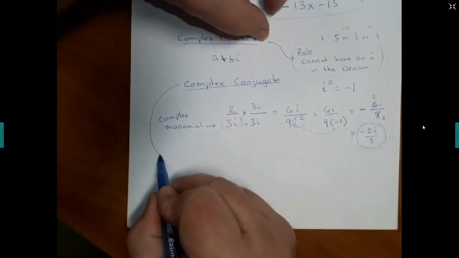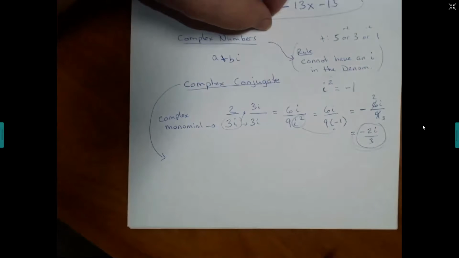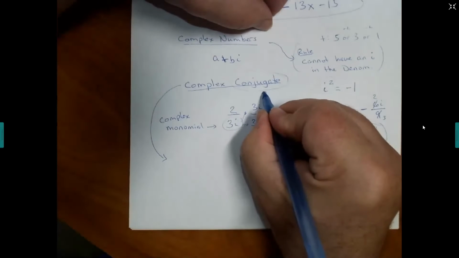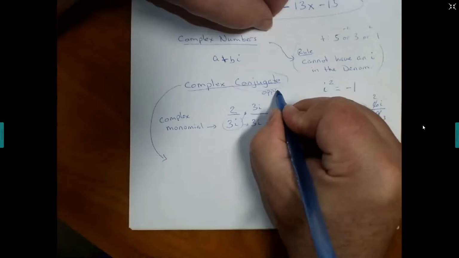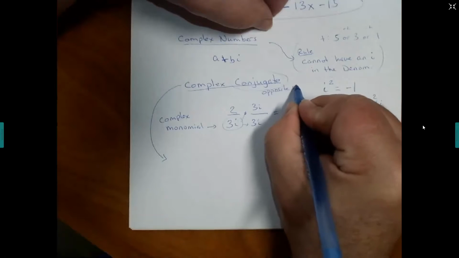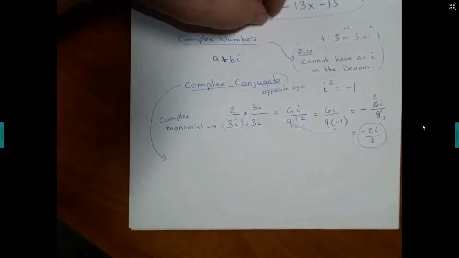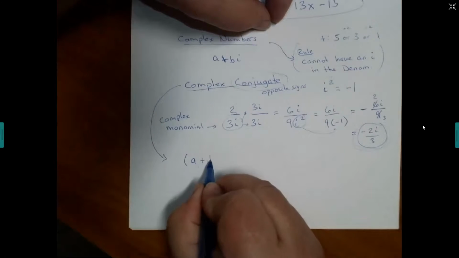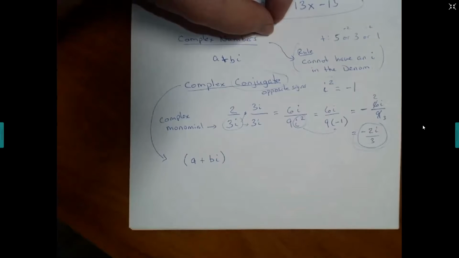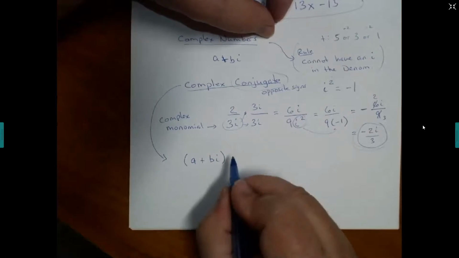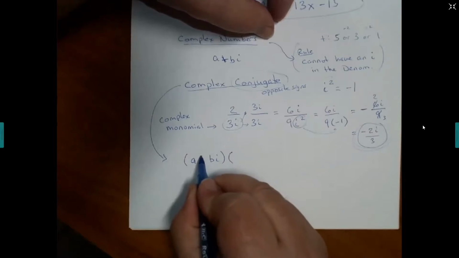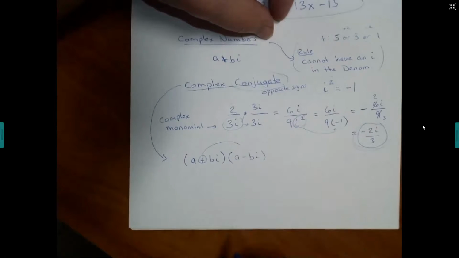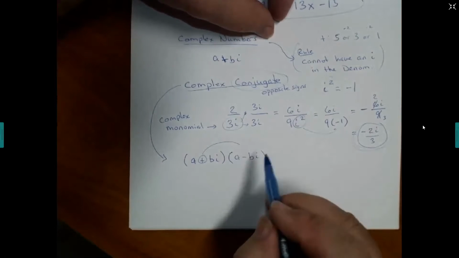Okay, I introduced complex conjugates. Conjugate in mathematics simply means, in layman's terms, opposite signs. So if I gave you a plus bi, the conjugate is going to be a minus bi. That's the complex conjugate.